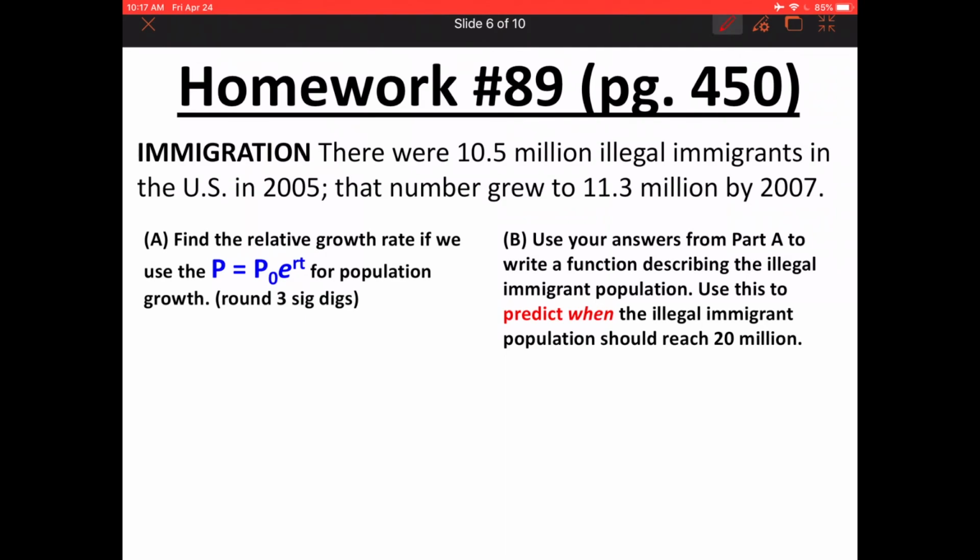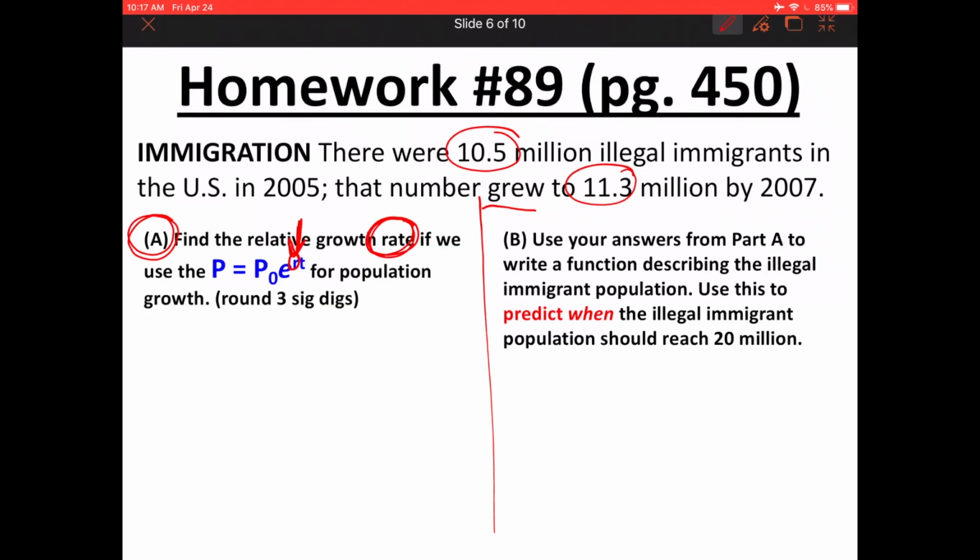So homework number 89. There were 10.5 million illegal immigrants in the US in 2005. That number grew to 11.3 million by 2007. We have a two-part question now. For part A, find the relative growth rate if we use the P equals P sub 0 e to the RT for population growth. Round to 3 significant digits. So what they want us to solve for is this variable of r.